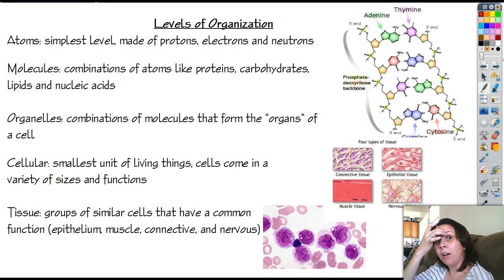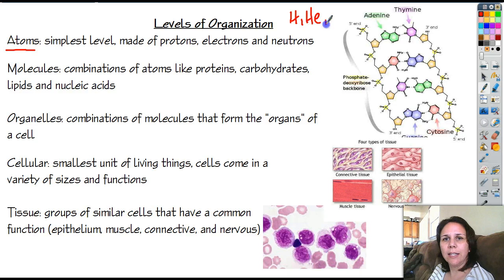So we're going to start on the tiniest, simplest level, which are atoms. Atoms, as you guys know, make up the periodic table. Hydrogen, helium, lithium, etc., etc. So if you took chemistry or physical science, you probably are well familiar with the periodic table and all the elements on there. And atoms, which are just the simplest unit, are made out of three things: protons, electrons, and neutrons. Remember, protons are the positively charged, electrons are negatively charged, and neutrons have no charge whatsoever.